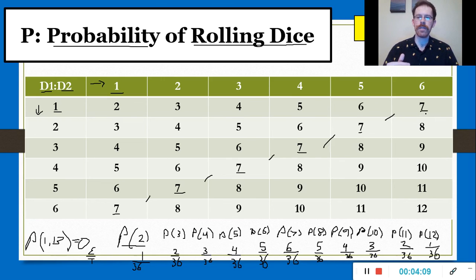Everything else just decreases from there to where you only have one way of getting a 12, being 6 and 6, and one way of getting a 2, being 1 and 1. Everything else can just be seen through its diagonals. The 4s are 3 and 1, 2 and 2, 1 and 3, so on and so forth.